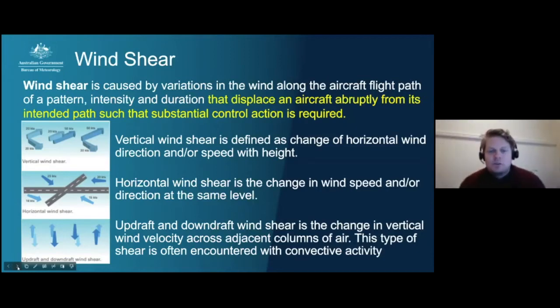Horizontal wind shear is a change in wind speed or direction at the same level. So you could be flying along and you've got a headwind, and then all of a sudden you've got a crosswind. This happens in things like frontal passages and troughs. And then we've also got updraft and downdraft wind shear. That's when there's a change in vertical wind velocity across adjacent columns of air. We'll go through this in a little bit when we touch on thunderstorms. That's where it's mostly encountered.